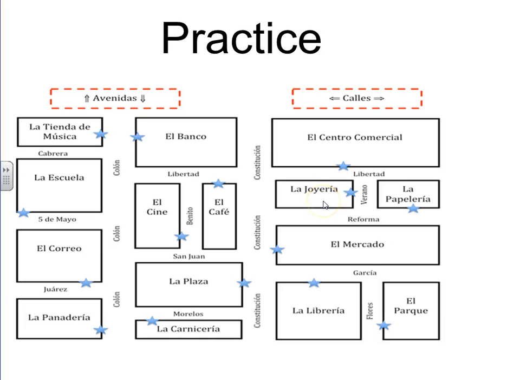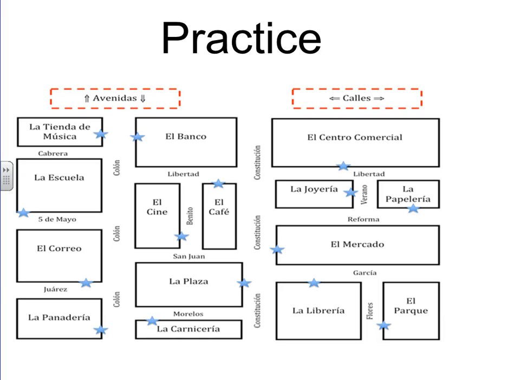Joyeria comes from the word joyas, which are jewels. Papeleria is a paper store, which we might call an office supply store. A mercado is any kind of market. Libreria looks like the word library, but it means bookstore. And parque is, of course, a park. The word for library is a biblioteca, see, in Español. Okay? So anyway, these are our buildings, so we can become familiar with them.